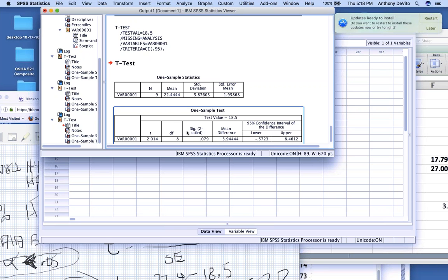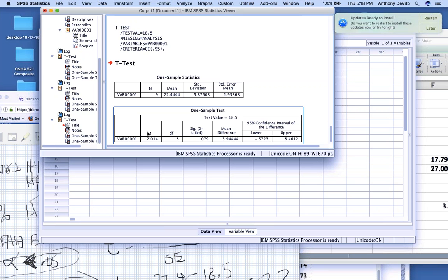So the smaller the significance, the bigger the t-value, the bigger the difference between the two means, your sample mean and what you're comparing it to, the bigger your t-value is going to be, the smaller your p-value is going to be, the less likely you're going to make a mistake. That p-value is the probability of making a mistake, and the key in most studies is to be less than 0.05. So that's what this is all about.